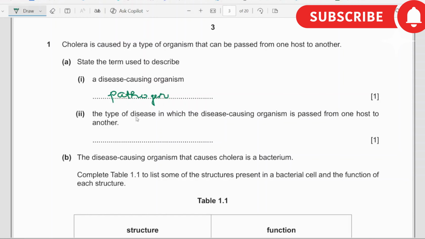Pathogen. Okay. The type of disease in which the disease-causing organism is passed from one host to another. Exactly. Transmissible. Are you writing answers? Okay. Next one. The disease-causing organism that causes cholera is a bacterium.